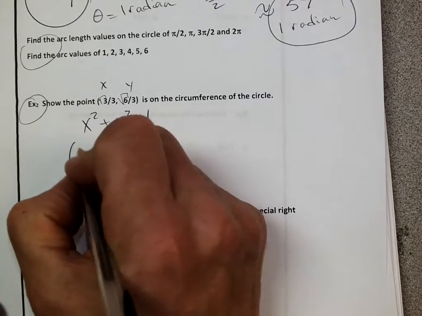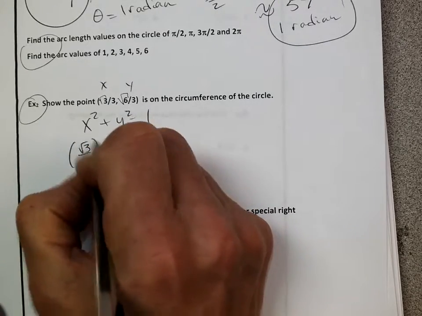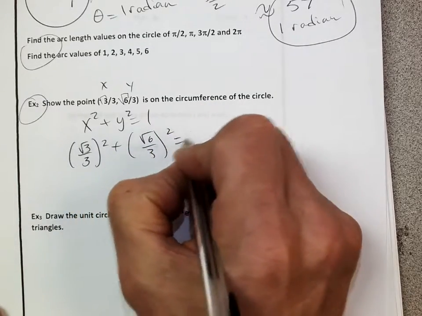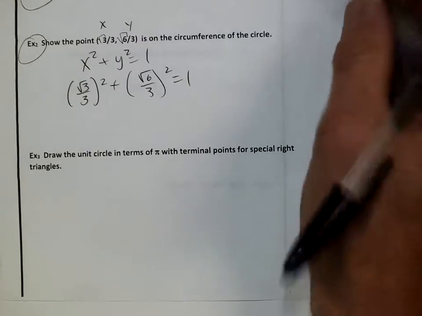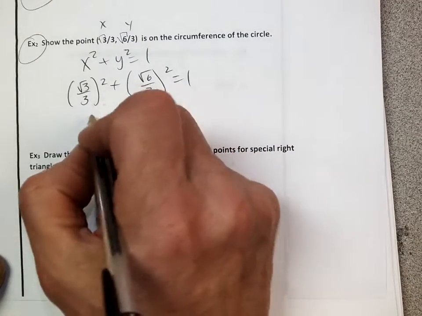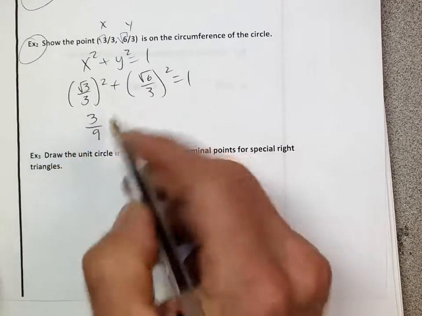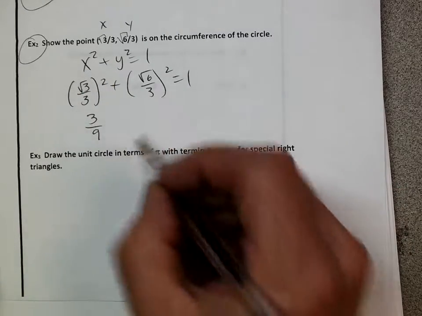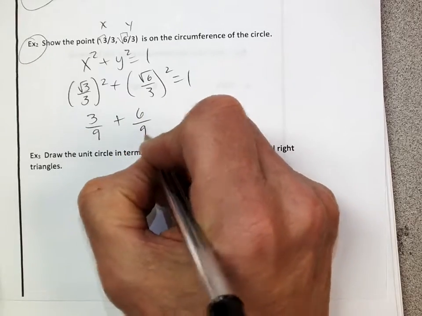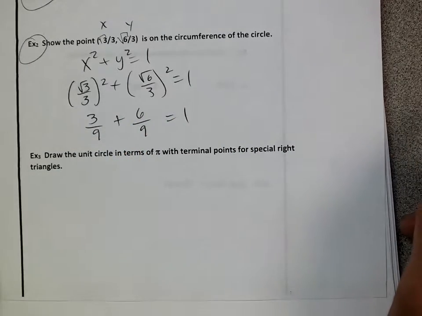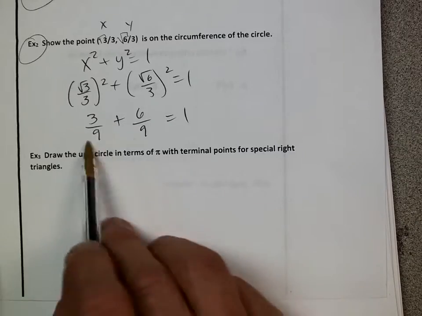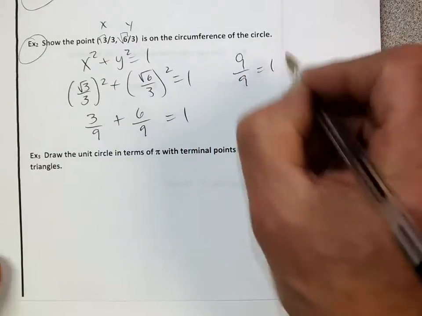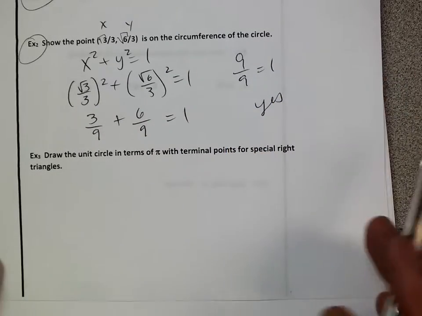So let's do that. Here's my x and my y value. So I'm going to go square root of 3 over 3 squared plus square root of 6 over 3 squared equals 1. 3/9. You okay with 3/9? Because I squared the square root, squared the 3, plus 6/9. When I add fractions, they have to have a common denominator, which they do. So I get 9/9 equals 1, so yes, this point is somewhere on the inner circle, isn't it?